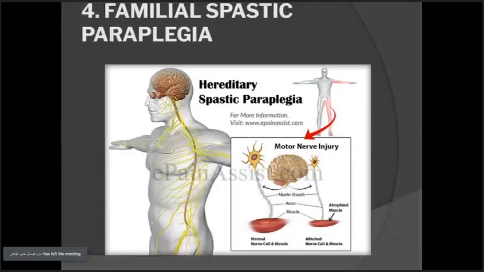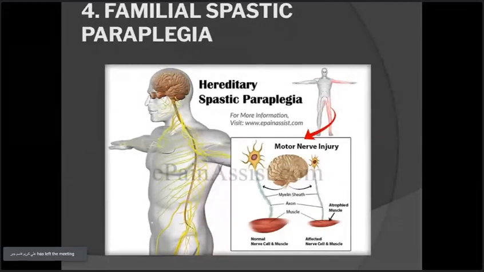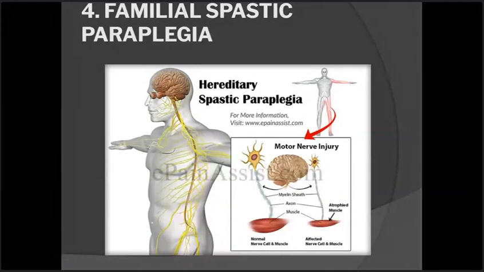Familial spastic paraplegia with a selective tractopathy. It affects only the corticospinal tract. But besides that, some patients have what we call complicated familial spastic paraplegia. And the patient may complain of other manifestations like optic neuropathy, for example.